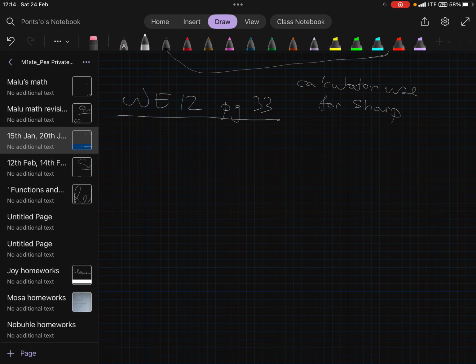What's the model number? It's Sharp EL531WH. Okay. I will probably have to look it up. I should probably look up a video and also share it on Classroom for everyone.